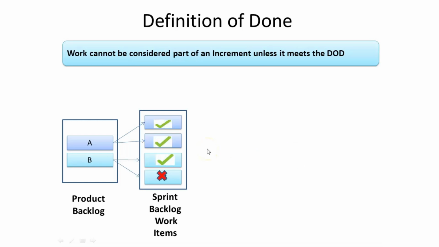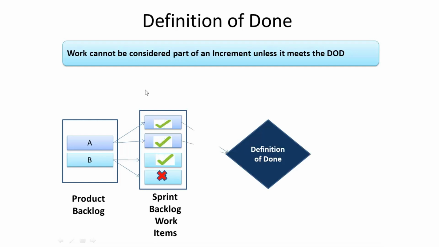The task B2 is not completed by the development team. Now each of the items present in the sprint backlog is verified against the definition of done checklist. For product backlog item A, A1 and A2 both meet the definition of done. Hence, a new product increment is born.